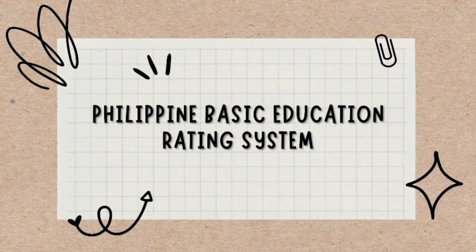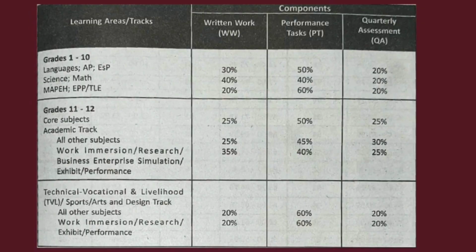So, in this part of this topic, I will be discussing the Philippine Basic Education Rating System. So the grade components for grade 1 to 10 and senior high school, effective school year 2015 to 2016, are shown in the table. So the weights in the new grading system, or NGS, range from 20% to 40% for written work, as you can see here in this table. So 40% to 60% for performance task and 20% to 30% for quarterly assessment.